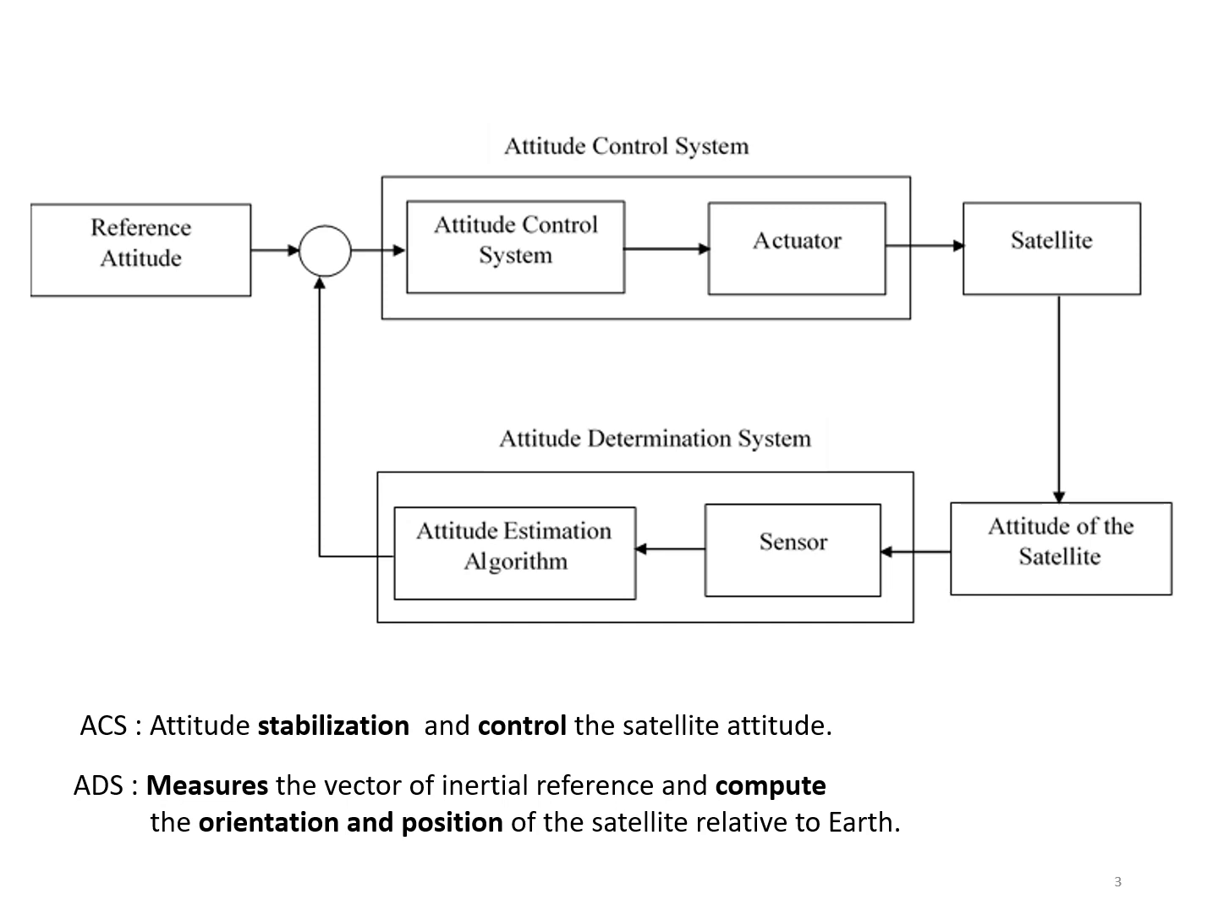ACS stands for Attitude Control System and consists of two parts: the attitude control system and the actuator. The ACS function is for stabilization and control of the satellite attitude. Meanwhile, ADS has an attitude estimation algorithm and sensors. The function of ADS is to measure the vector of inertial reference and compute the orientation and position of the satellite relative to the Earth.